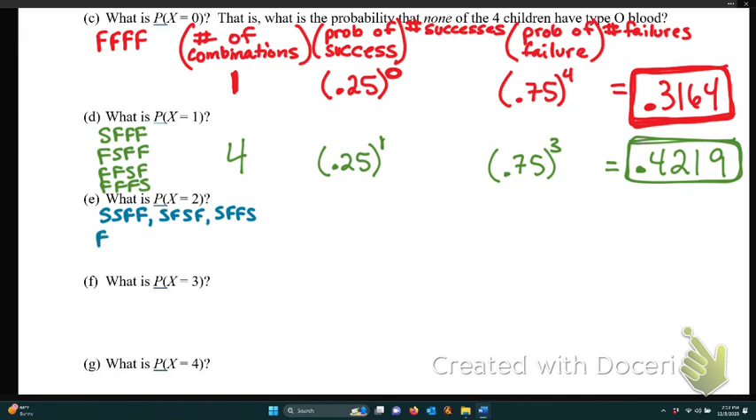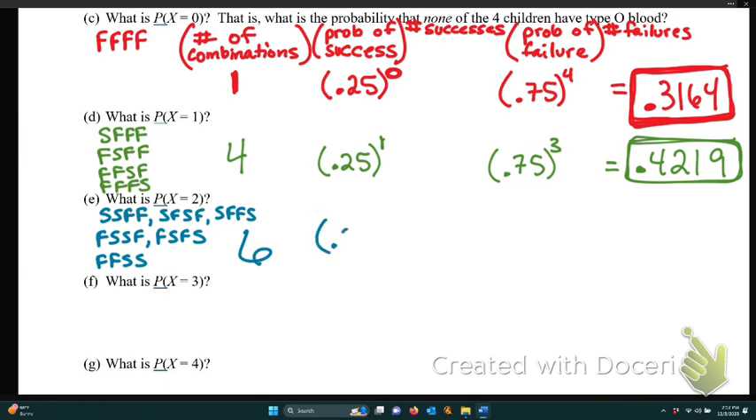So it could be that the first kid's a failure, then 2 successes in a row, then a failure. Could be failure, success, failure, success. These are the only other ways that the second kid could be the first success and then the rest. And then there's only one other option. Anybody know what it is? 2 failures, 2 successes. So, how many combinations are there here?